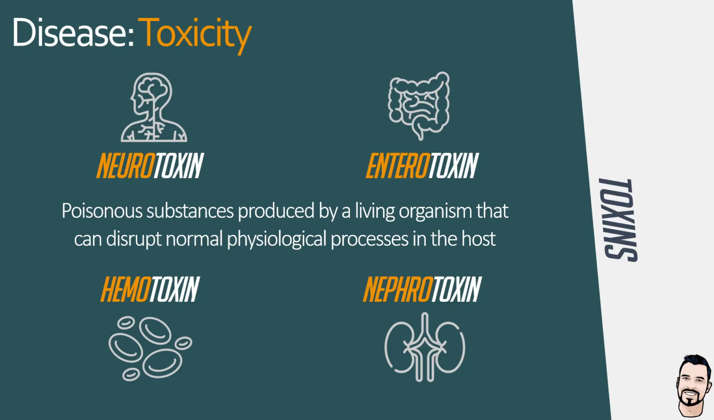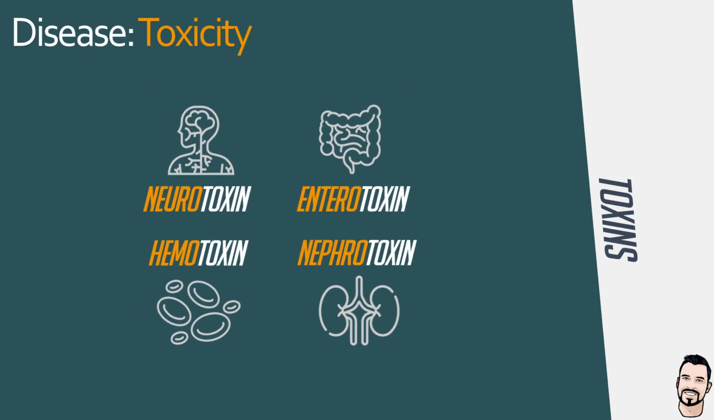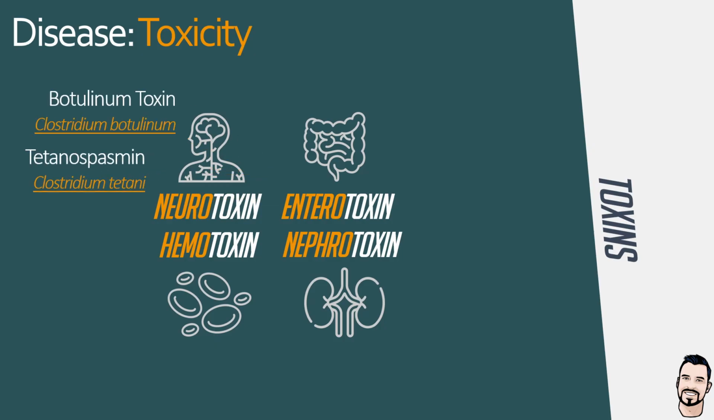Now, each of these toxin types damages the host in a different way, and so let's look at some specific examples in each of the categories. So for our neurotoxins, we have the botulinum toxin produced by Clostridium botulinum, which blocks neurotransmitter release, leading to flaccid paralysis. And we have tetanospasmin produced by Clostridium tetani, which has the opposite effect, interfering with inhibitory nerve signaling, resulting in sustained muscle contraction and spasmic paralysis.